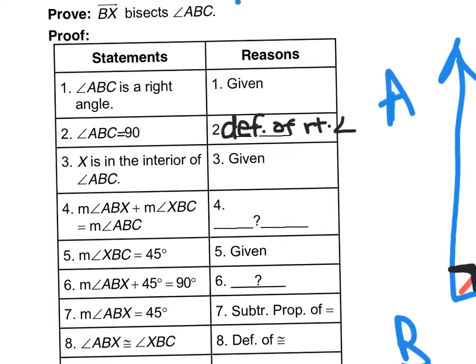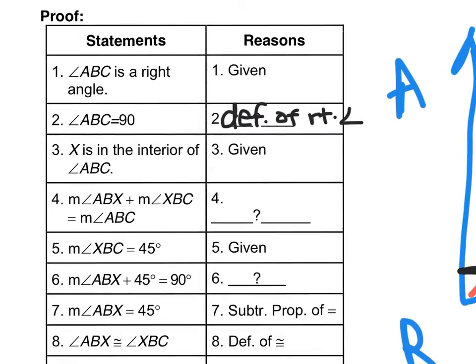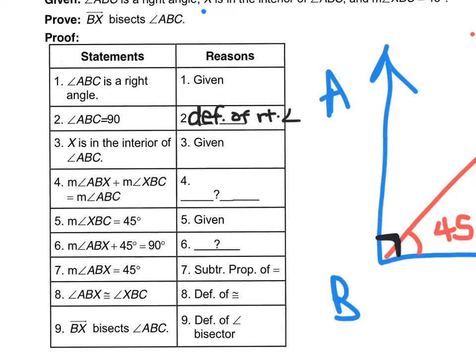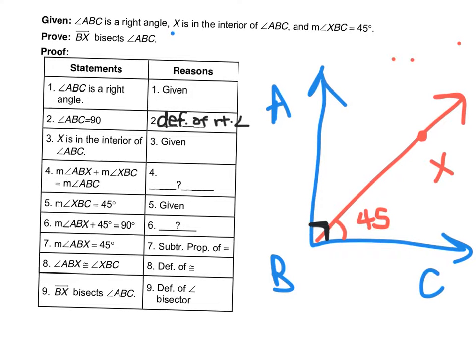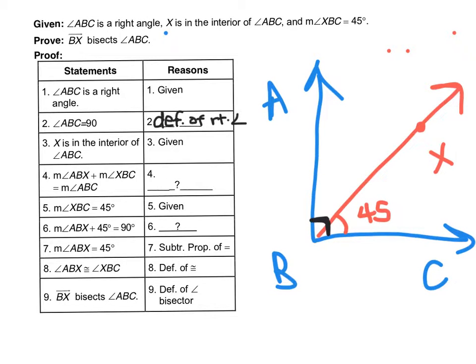Third, x is in the interior, that's given. And then fourth says the measure of angle ABX plus the measure of angle XBC equals the measure of angle ABC. What is that? Addition postulate. What'd you say? Addition postulate. You're missing one word.